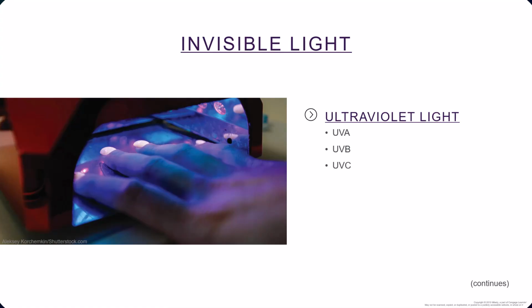UVA has the longest wavelength of the UV spectrum, and it penetrates directly into the dermis of the skin, damaging the collagen and elastin, and is also often used in tanning beds. So when we think of UVA, we think of aging. UVA is the aging light. And UVB is the burning light. UVB is burning because it's most associated with sunburns.